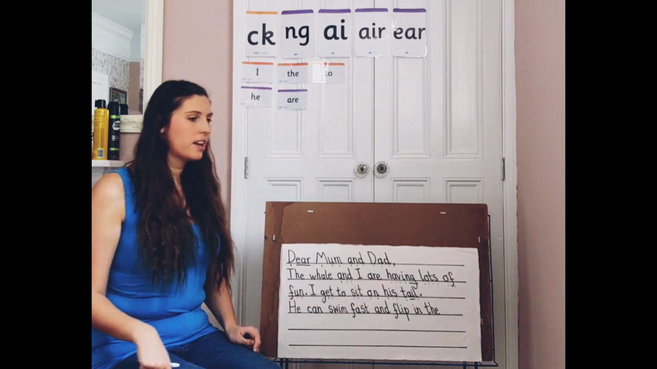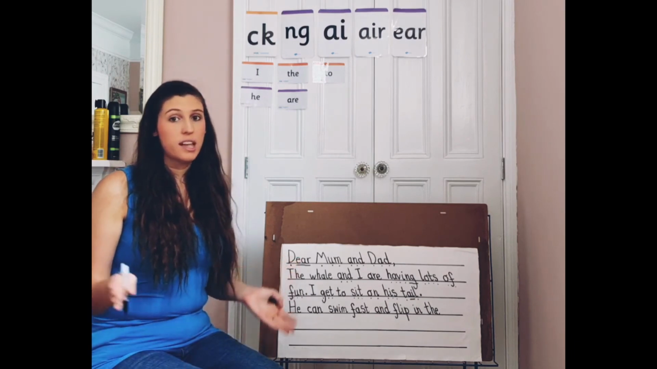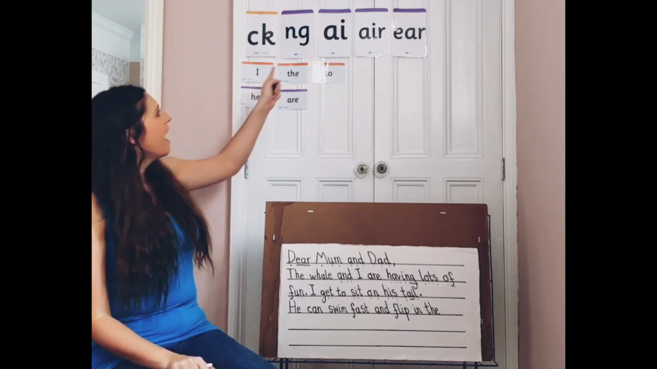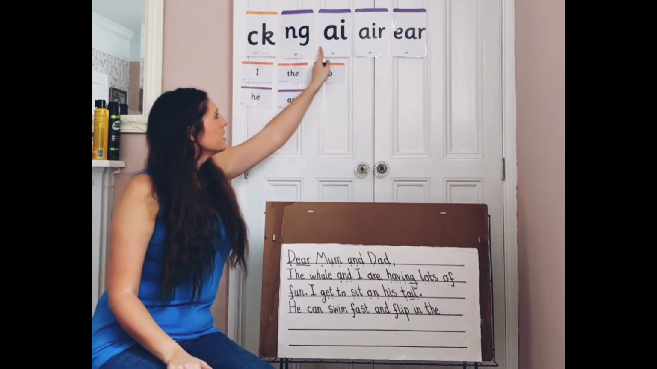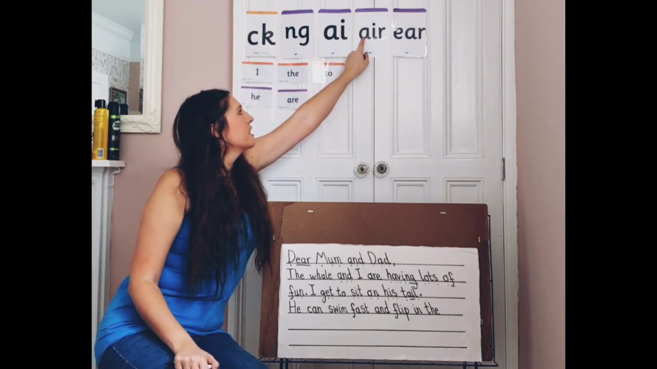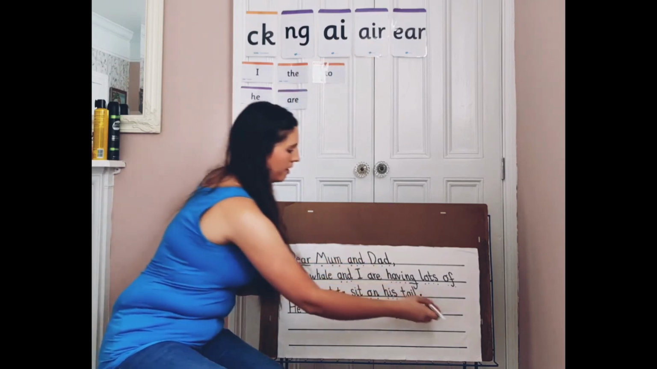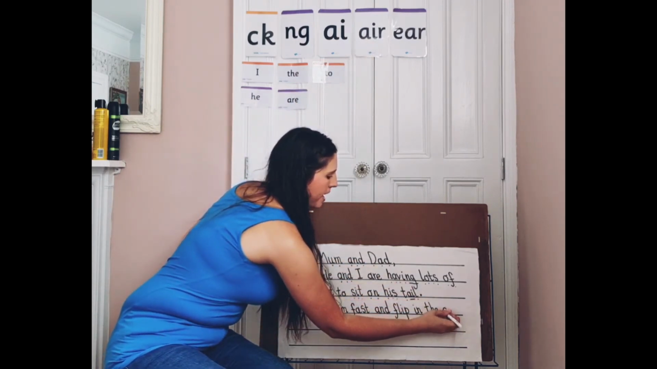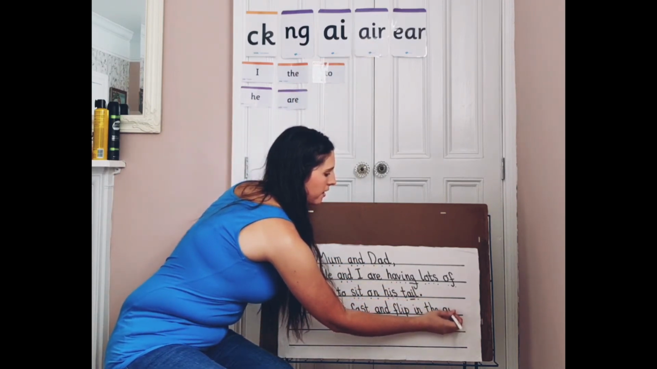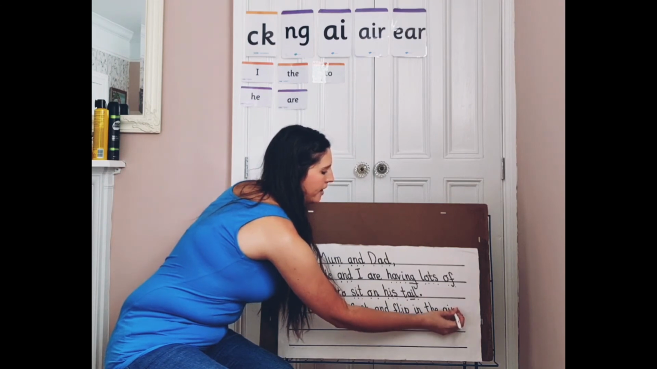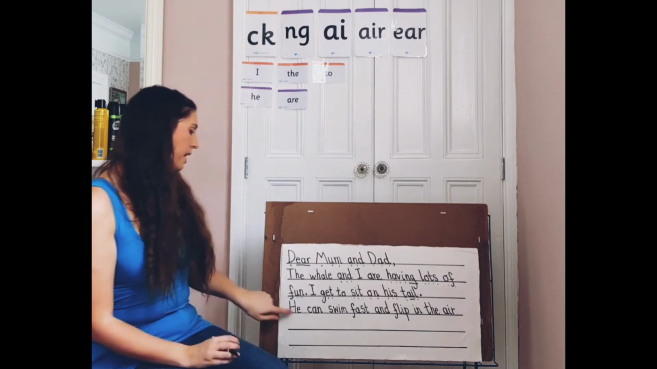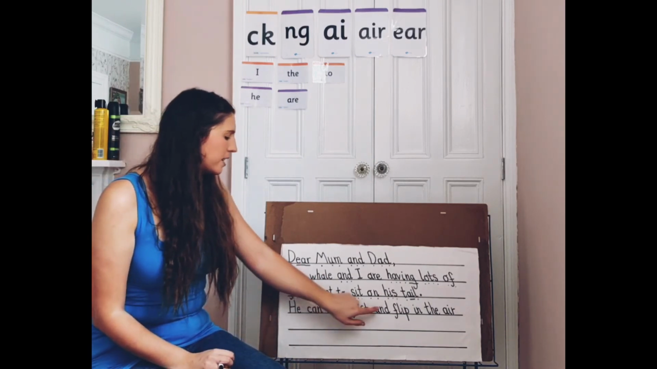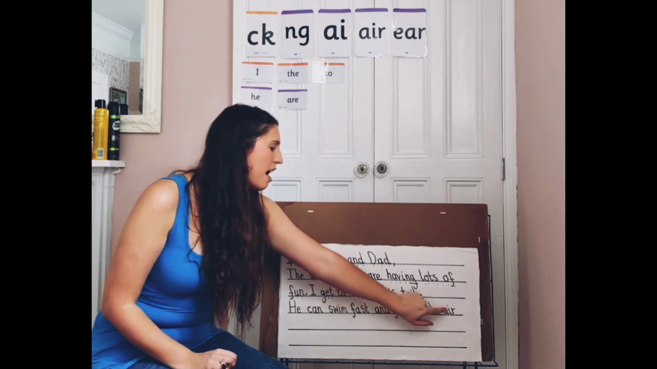Air. Okay, let's sound out air. In fact, that's just one sound, air. Can we see our air sound up here? It is this one. Here it is, air. So we spell it A, I and R. It's air, like the chair, isn't it? If you remember that from phonics. Okay. He can swim fast and flip in the air.